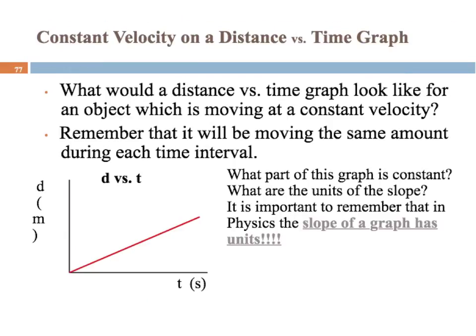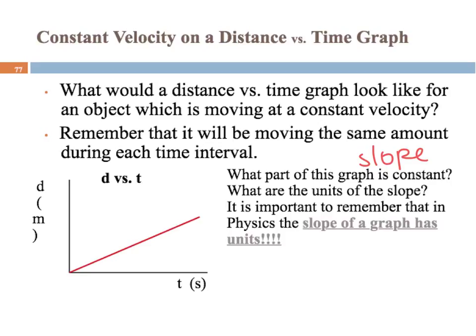So what does that mean? What would a distance time graph look like for a constant velocity? Remember, it will be moving the same amount every interval, so it would be a linear graph. So what part of this graph is constant? That would be the slope, right? The steepness is staying the same. That's kind of what we talked about in class today.